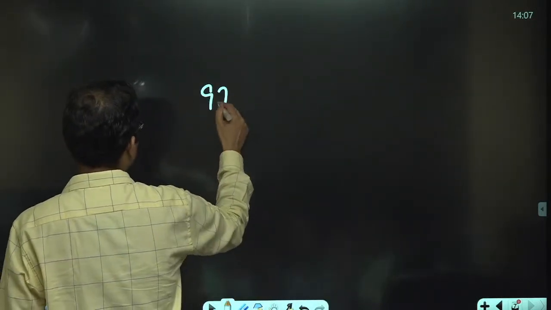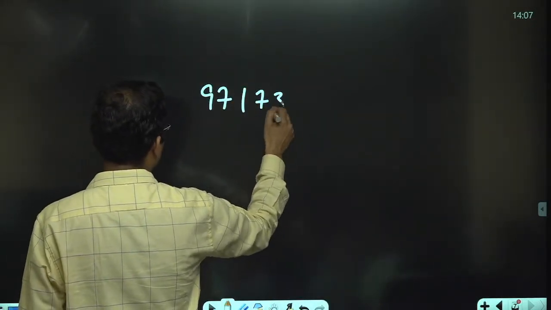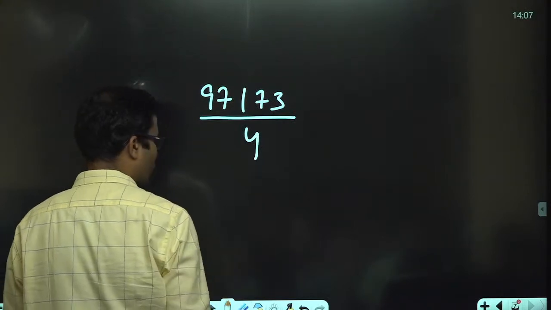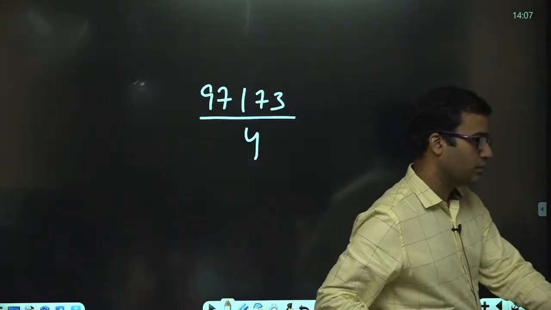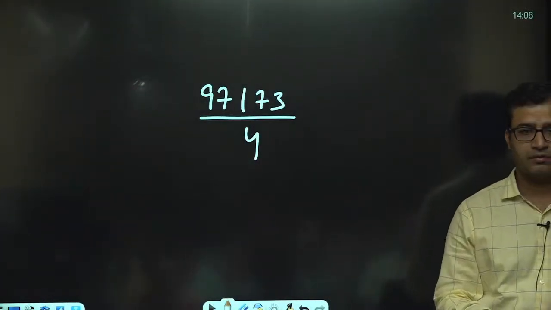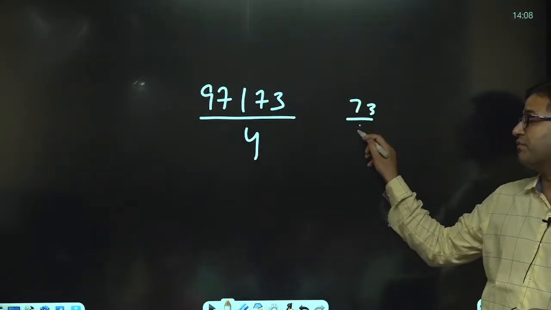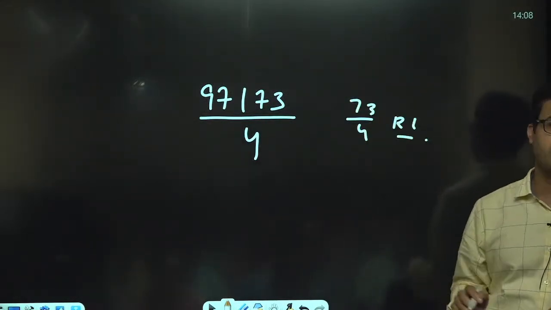Next one more, 97,173. If you divide it by 4, is it divisible? No. Then what is the remainder? 1. 73 divided by 4 gives remainder 1.